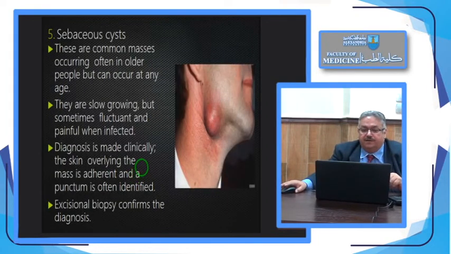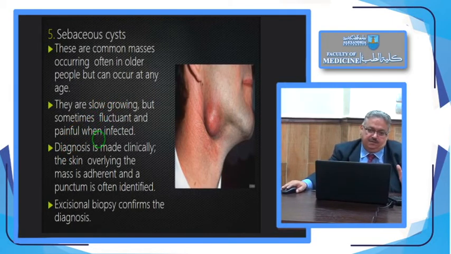So here, one of the very common masses is the sebaceous cyst, and it occurs often in older people, but it can occur at any age, of course. They are slowly growing masses, but fluctuant, and it becomes more fluctuant when it becomes secondarily infected, right? So it becomes painful and more fluctuant when infected.